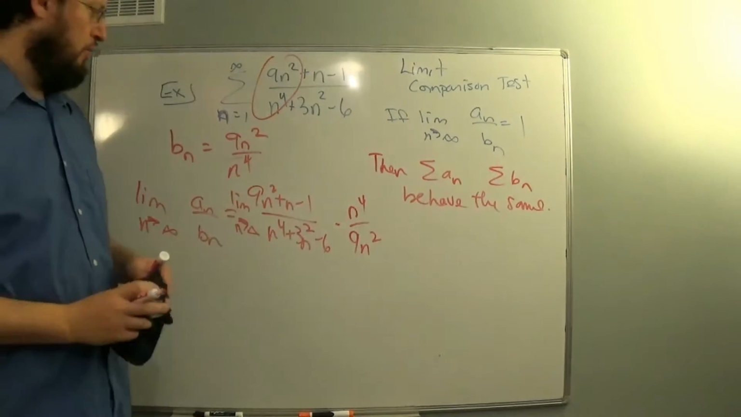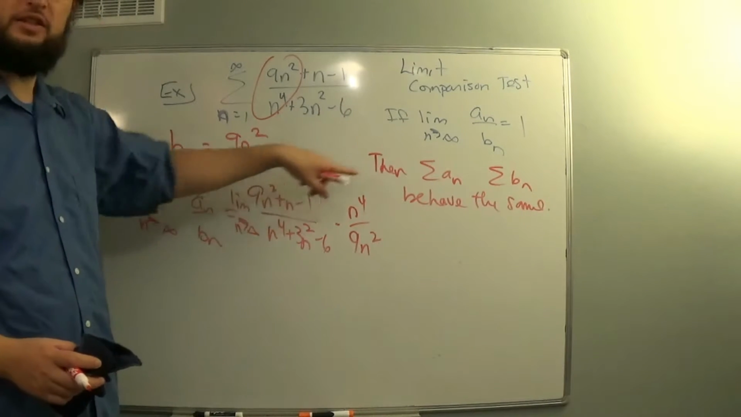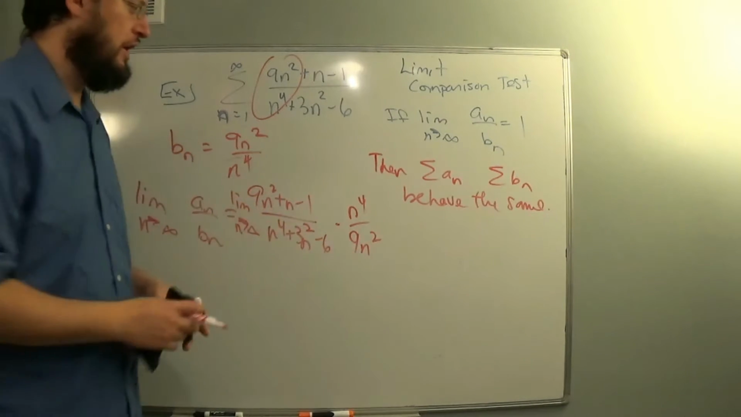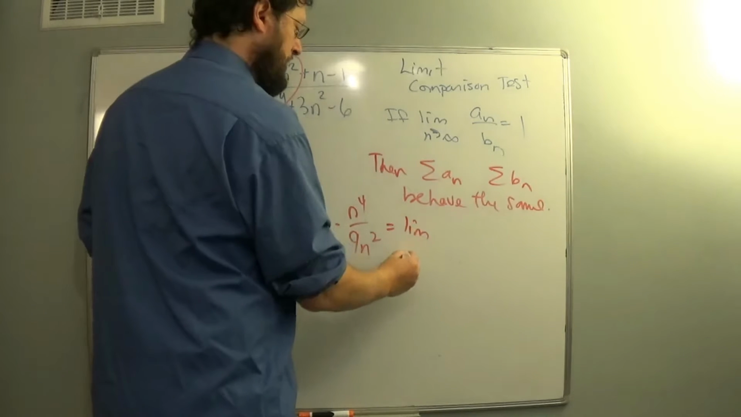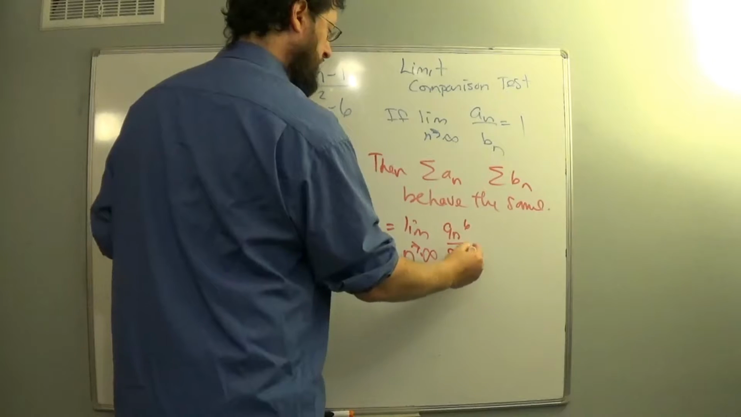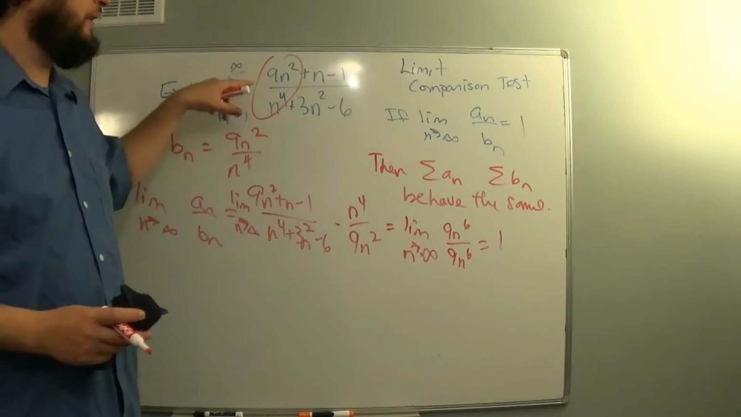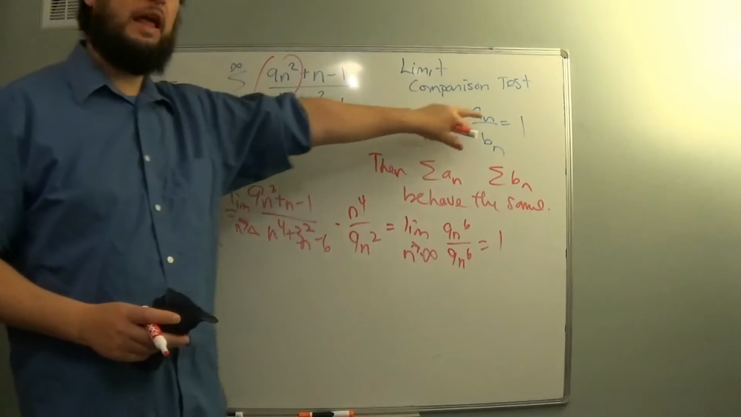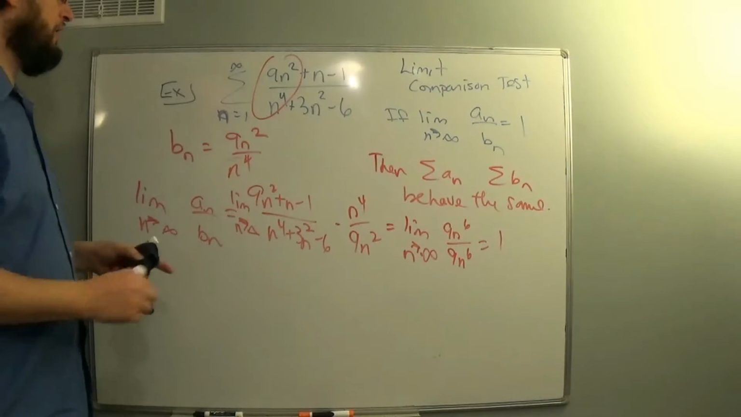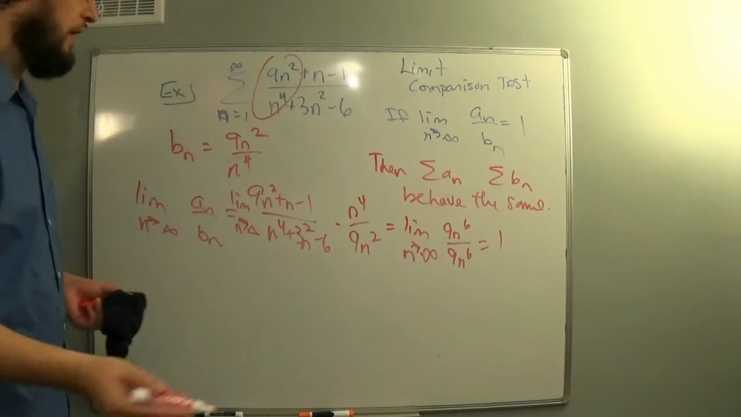What is this limit? Well, this limit is in fact 1 because the largest degree in the top will be 9n to the sixth. The largest degree in the bottom will be n to the fourth times 9n squared, which is 9n to the sixth. So this is the limit as n goes to infinity of 9n to the sixth over 9n to the sixth, which is 1. Since we've found something which has a limit of 1 after taking the quotient, that means that an and bn have the same convergence. Either they both converge or they both diverge.